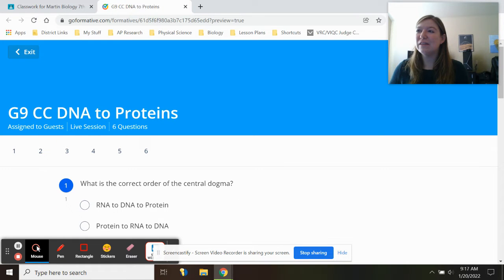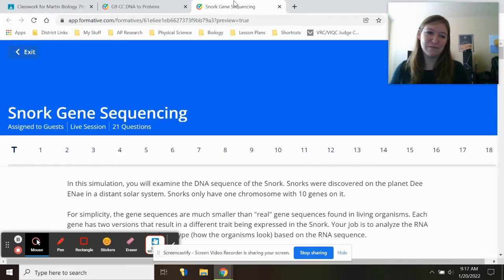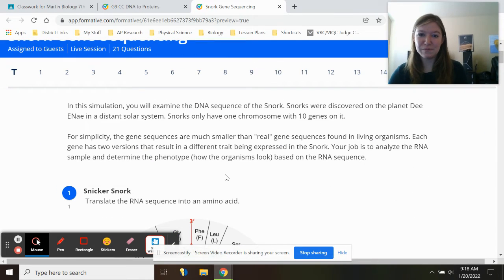And then the other thing is a SNORC gene sequencing. I know, it's a fun name. So in this simulation, you're going to examine the DNA sequence of snorks. Snorks are an alien species discovered on the planet DNA in a distant solar system. You like what I did there? Snorks have only one chromosome with 10 genes on it.